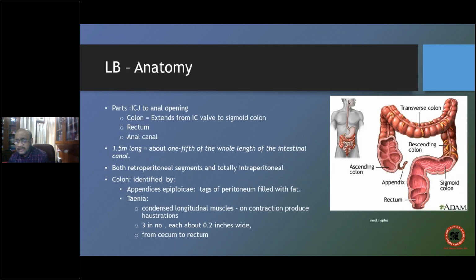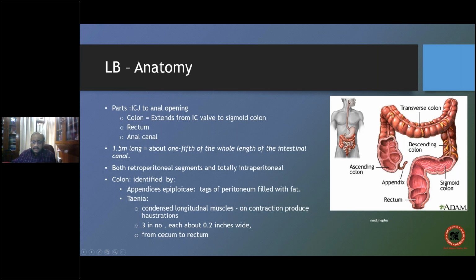Now, starting with the anatomy of the large bowel, and we all know the parts. This is elementary anatomy. The colon extends from the ileocecal wall up to the sigmoid, and from there the rectum starts, and then you go to the anal canal. The colon is 1.5 meters long and about 1/5 of the total intestinal length. It has both intraperitoneal and retroperitoneal segments, basically the ascending and descending colon being retroperitoneal, and the sigmoid and transverse colon intraperitoneal.